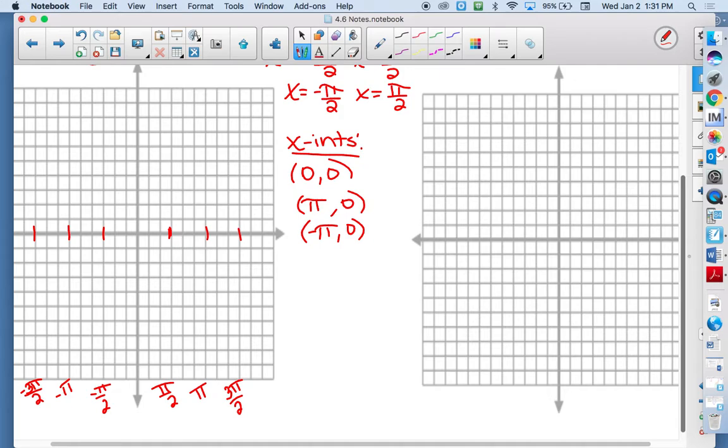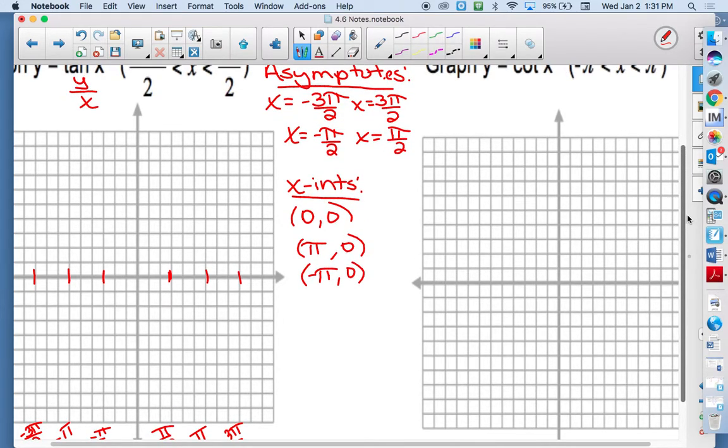So the first thing we're going to graph is asymptotes. And Brandon, when you graph an asymptote, what does it look like? A dotted line. So we're going to make a dotted line at the pi over 2 values. So 3 pi over 2.